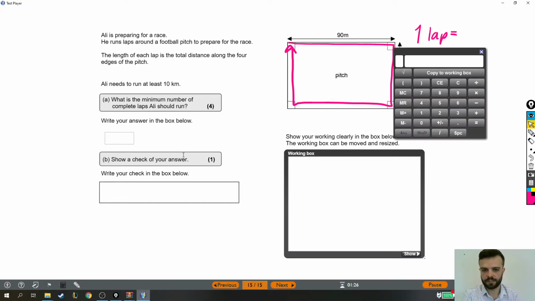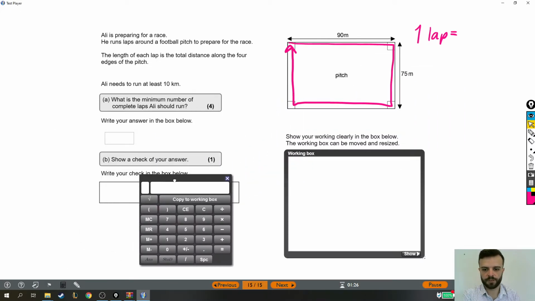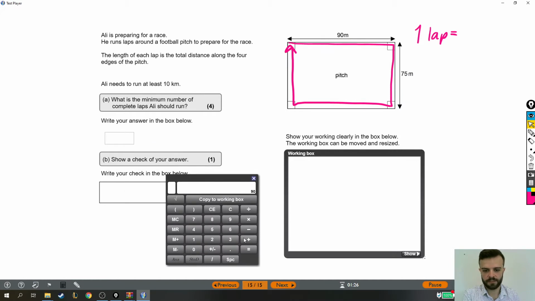So we come over to the calculator and we're going to add up 90 plus 75 plus 90 plus 75. So copy it to the working box because we need to show everything we're doing. So we've worked out that 1 lap is 330 meters. So that's meters because we added up a load of meters.